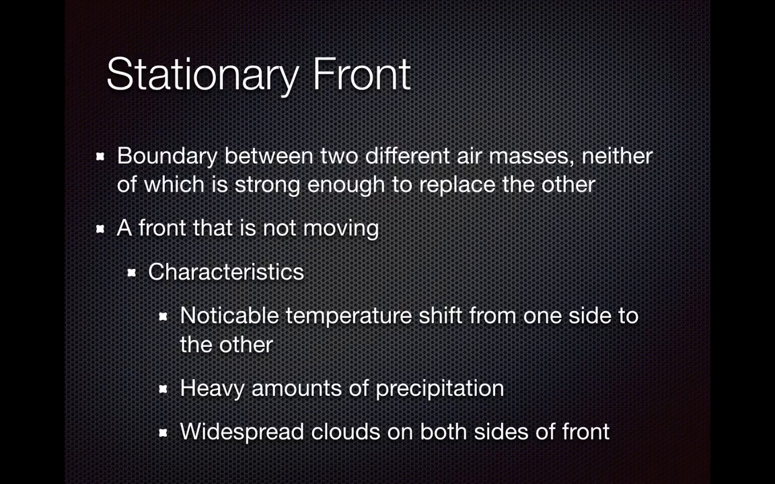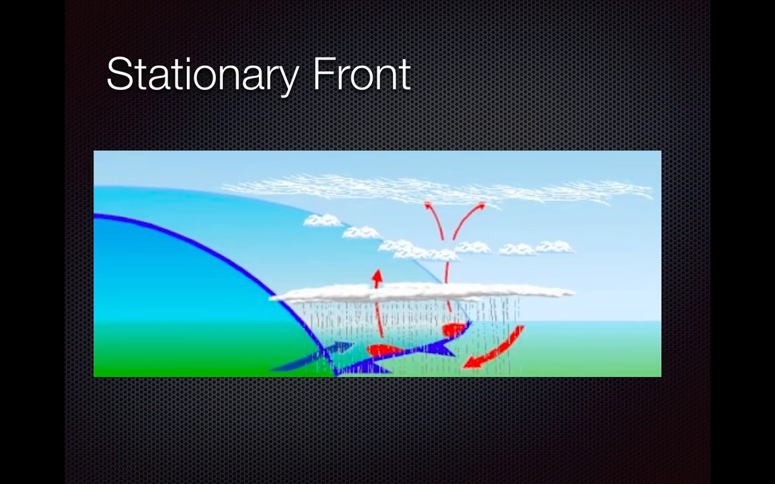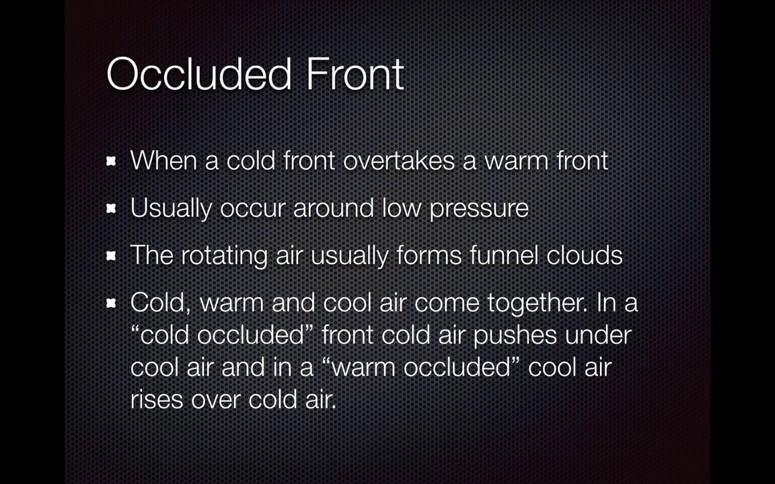Okay, a stationary front. It's a boundary between two different air masses, neither of which are strong enough to be replaced. The front is not moving. Some characteristics: noticeable temperature shift from one side to the other, heavy amounts of precipitation, widespread clouds. Now this precipitation is heavy because it's staying still. It's not moving quite as quickly as a warm front or a cold front would. So you can see in this picture it's showing that we do have the precipitation ahead of the front.